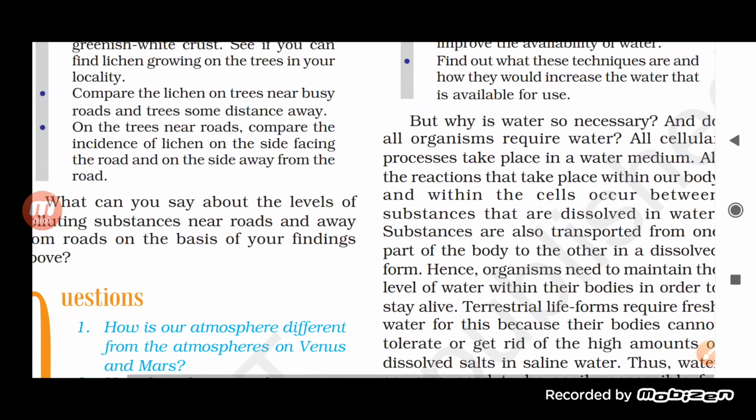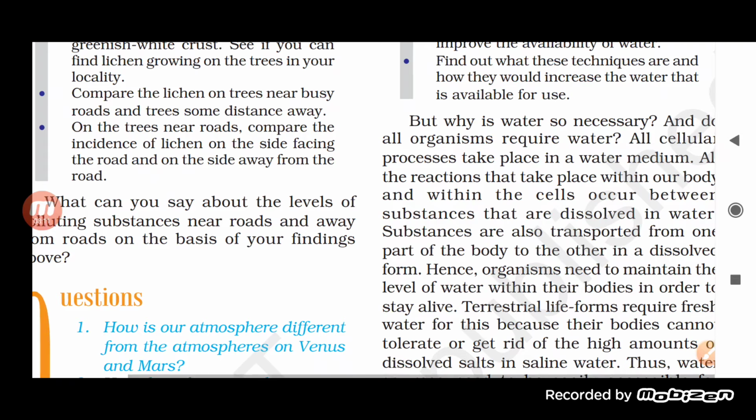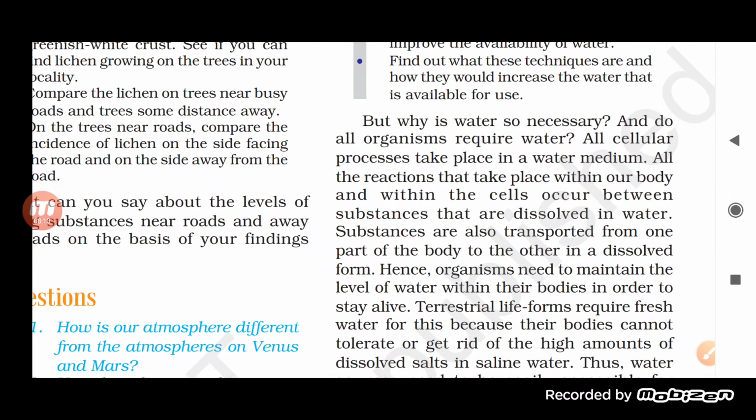Here the question is, why is water so necessary, and do all organisms require water? All cellular processes take place in water medium. All the reactions that take place within the body and within the cell occur between the substances that are dissolved in water. Substances are transported from one part of the body to another part in a dissolved form, and hence organisms need to maintain the level of water within their bodies in order to stay alive.